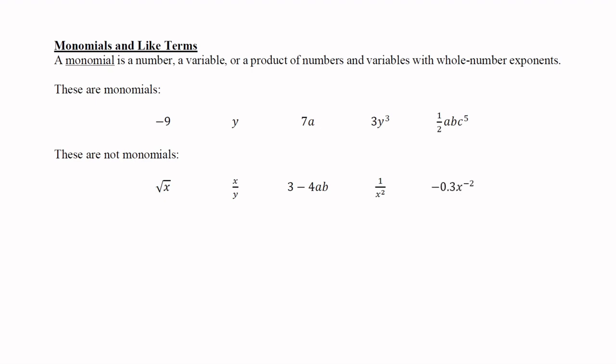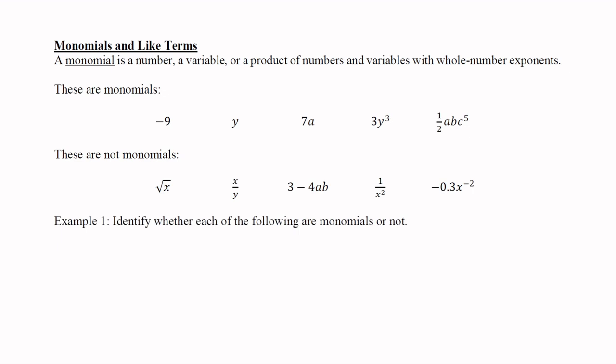And then if you have a negative exponent, you cannot consider it a monomial. So x to the -2 would not be considered a monomial, and the reason is that if you were to rewrite it, you would have x squared in the denominator. We're going to talk a little bit more about that later on.